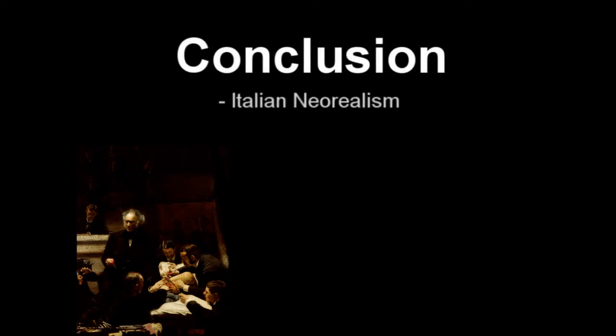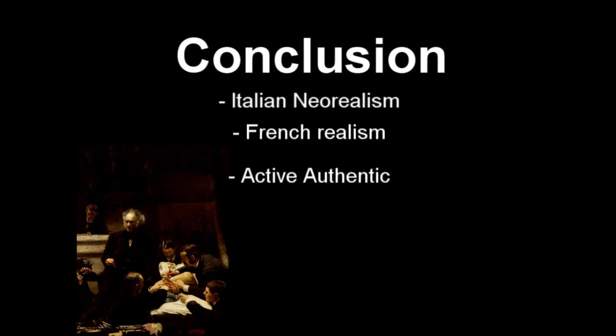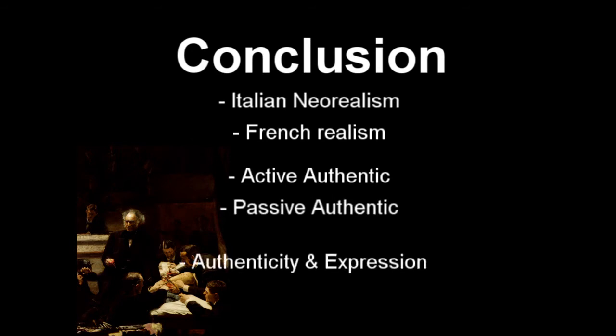So we've looked at how we can rethink our term realism in game design. Perhaps by breaking down the different forms of realism, we can see that the term is a little too vague for us, and so by taking inspiration from Italian neorealism and French realism, we can start to break it down into what I like to call active authentic and passive authentic, as well as considering authenticity and expression from the point of view of art historians.